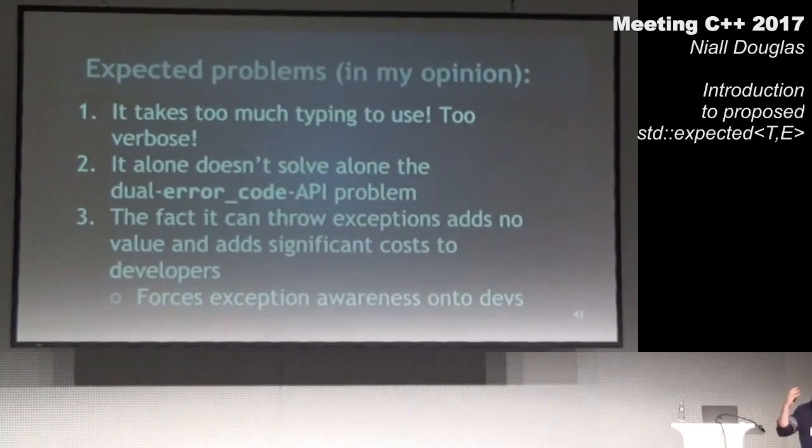a big pain in our heads about how the file system TS, the networking TS, and the newer TSs coming through have this dual error code design, which I'll show you some code illustrating the exact problem. And expected doesn't solve this, and we really would like it if it did. And by the way, outcome does.